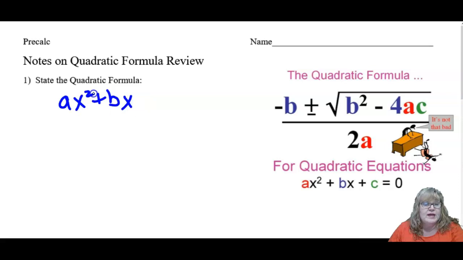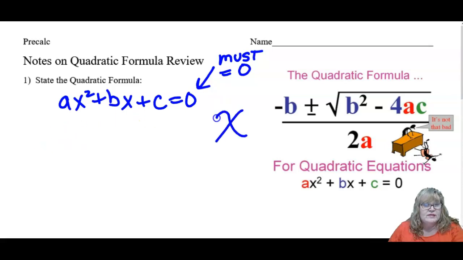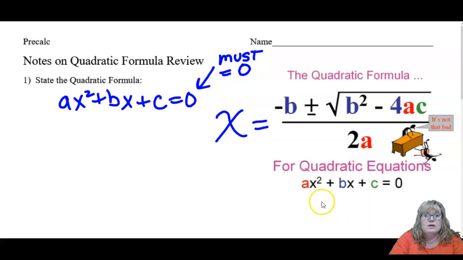The quadratic formula says for any equation that can be written in this form, ax squared plus bx plus c equals 0, and remember it must equal 0, then you can solve for x by doing this: the opposite of b plus or minus the square root of b squared minus 4 times a times c, all over 2a. And again, that works when a is the coefficient of x squared, b is the coefficient of x, and c is the constant term when it's equal to 0.